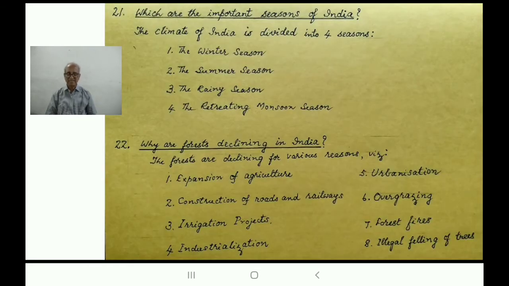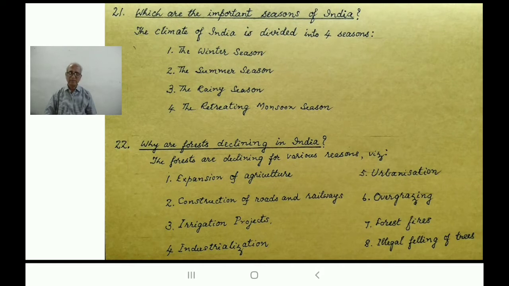Which are the important seasons of India? See, in such questions, you can't err at all. The climate of India is divided into 4 seasons mainly. First one, winter season. Let us start from that. Winter, December, January, February. Summer season, March, April, May. The rainy season, June, July, August. It ends by somewhere the mid of September.